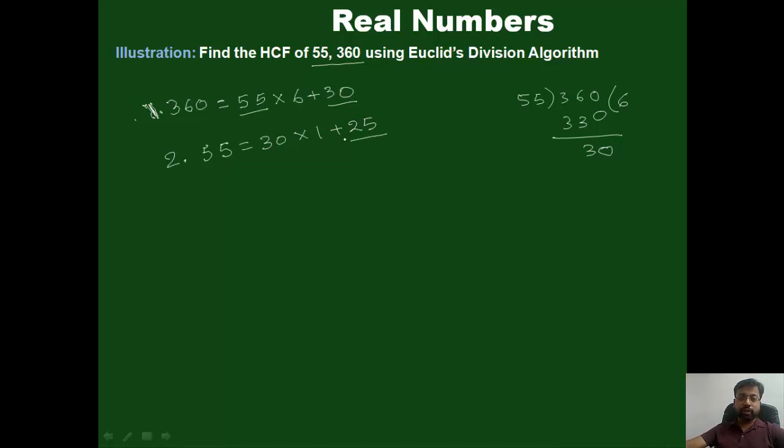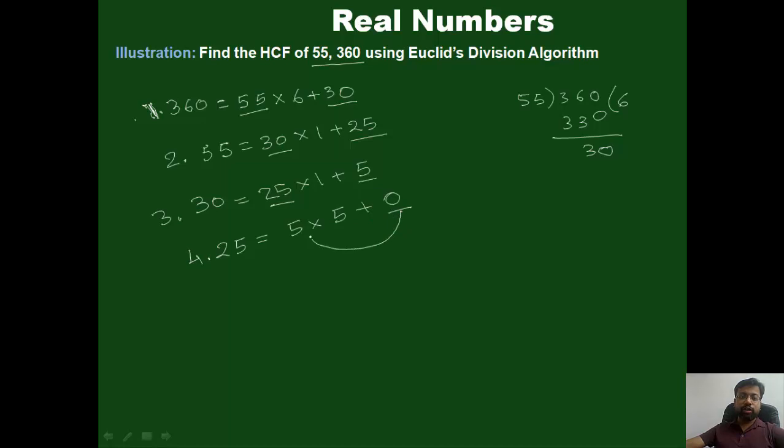Again, is the remainder 0? No, it is not. So you take the divisor and the remainder, and here you write 30 is equal to 25 into 1 plus 5. So you have this now. Again, the remainder, is it 0? It is not equal to 0. So again, you take these two and you have 25 is equal to 5 into 5 plus 0. Is the remainder equal to 0? In the fourth step, the remainder becomes equal to 0.